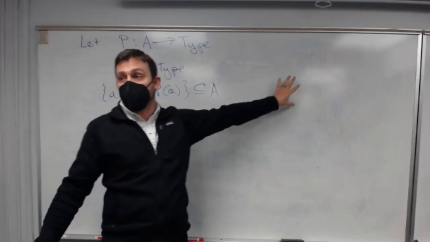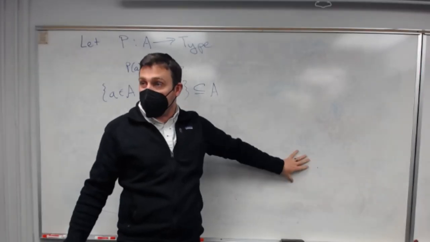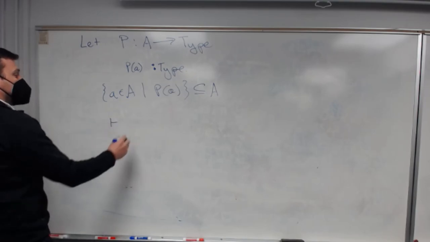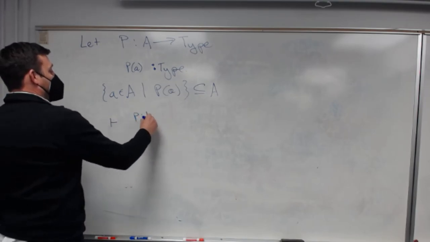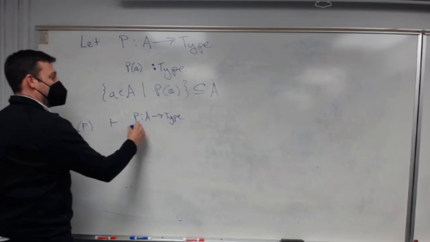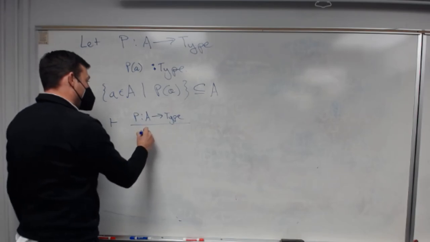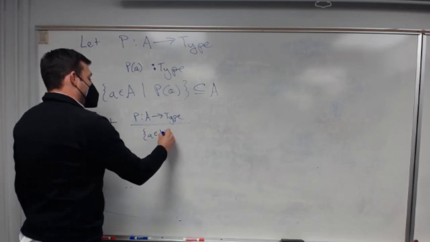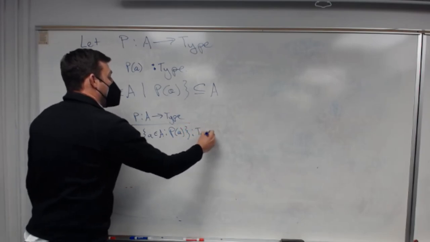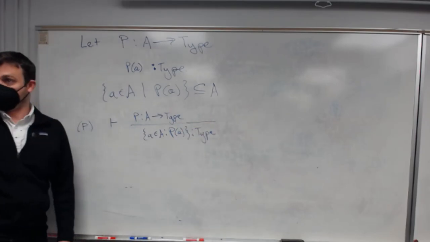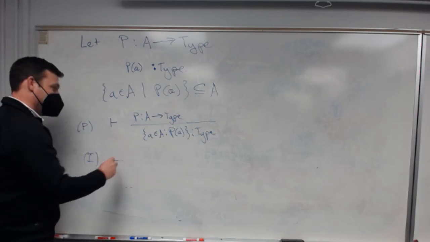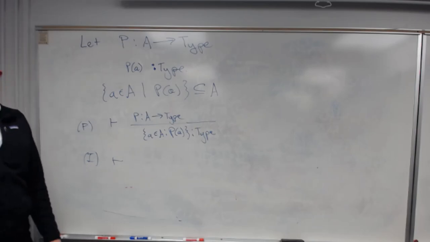Well, we already saw you had to take that and make some new type based on P. So it's pretty easy to think what the introduction is. Your formation rule is going to say, I have to have this property from A to type. And if I have such a thing, then I get to describe what I'll call the subtype. This is just notation, remember. That's going to be a brand new type living in its own home. And then I need to introduce that thing.